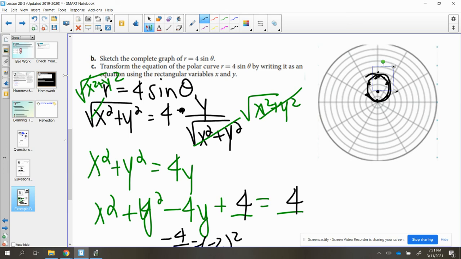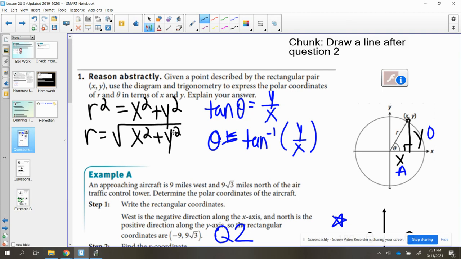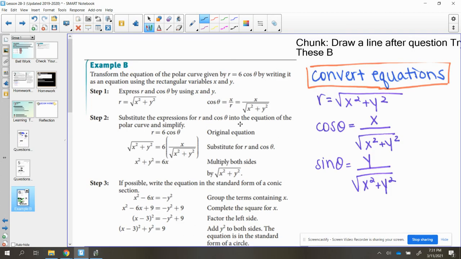Okay. Now, we will definitely work more with both converting between the forms and the graphing in class. Please make sure that you have these equations written down. And congrats on finishing activity 28.